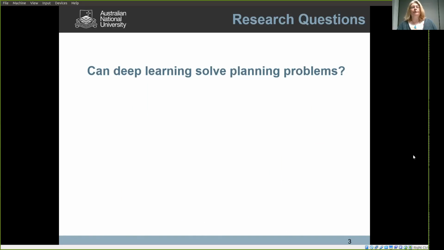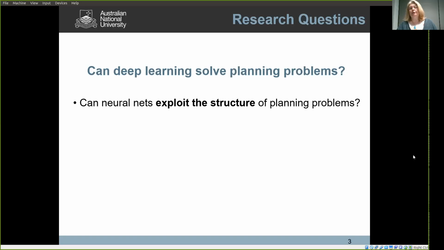So the motivation for our research was that we wanted to understand whether deep learning can solve planning problems. Now, we all know that deep learning is currently the approach of choice for solving perception tasks, such as those that arise in computer vision and natural language processing, but it's still unclear how helpful deep learning can be to approach reasoning tasks, in particular planning. So we wanted to find out.